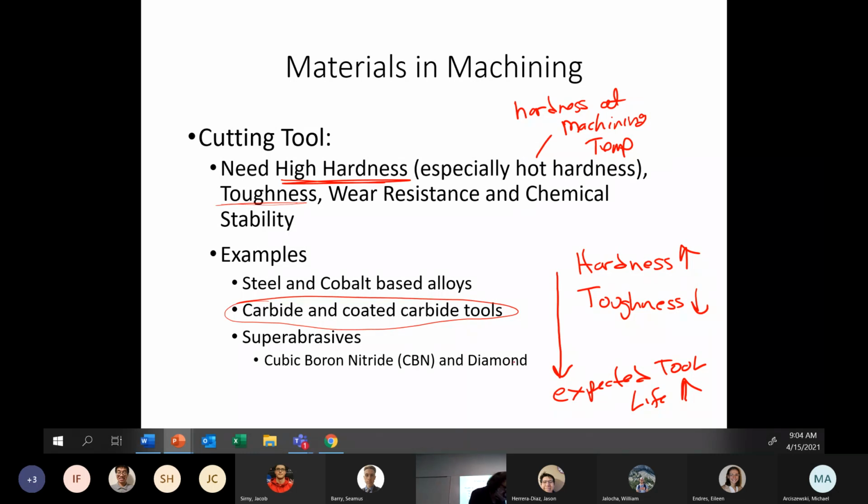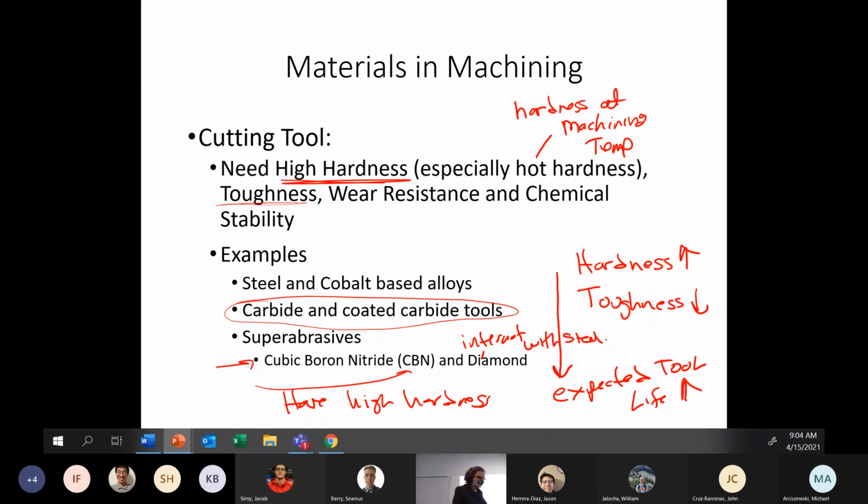And then our super abrasives, these materials both have high hardness. And as we discussed, diamond can interact with steel because it's carbon. So then there is cubic boron nitride. Boron nitride is polymorphic, meaning it exists in more than one crystal structure. The cubic form of it has very high hardness. The hardness approaches that of diamond, but it has to be formed.